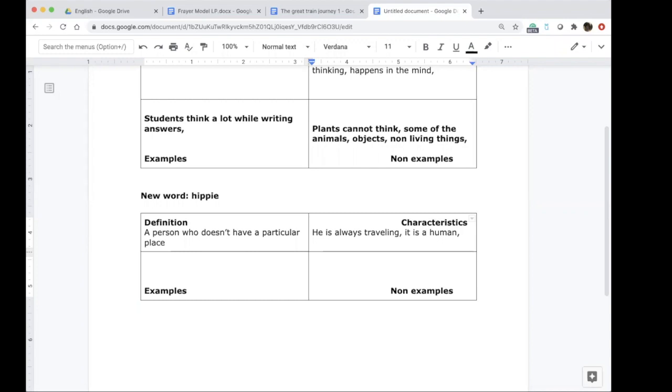Going all around. Yeah. So that is the first characteristic, right? He's always traveling. That means he's always going from one place to another place. Okay. Aishwarya, do you have an answer?